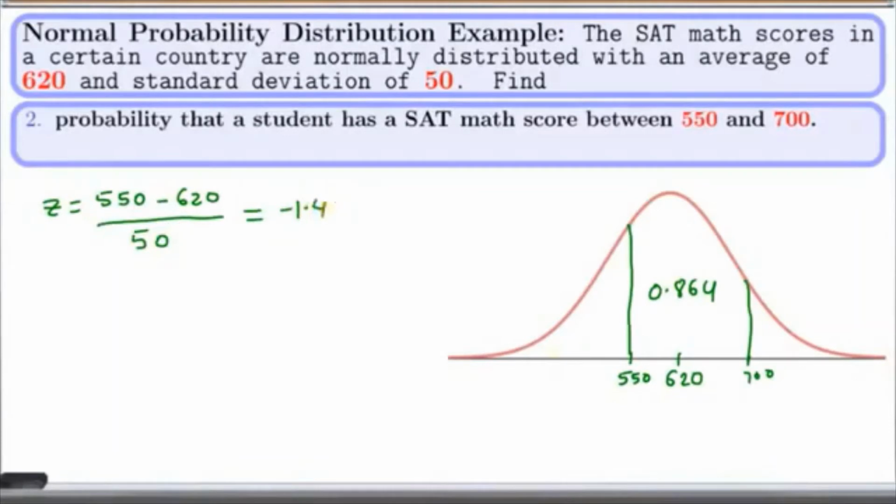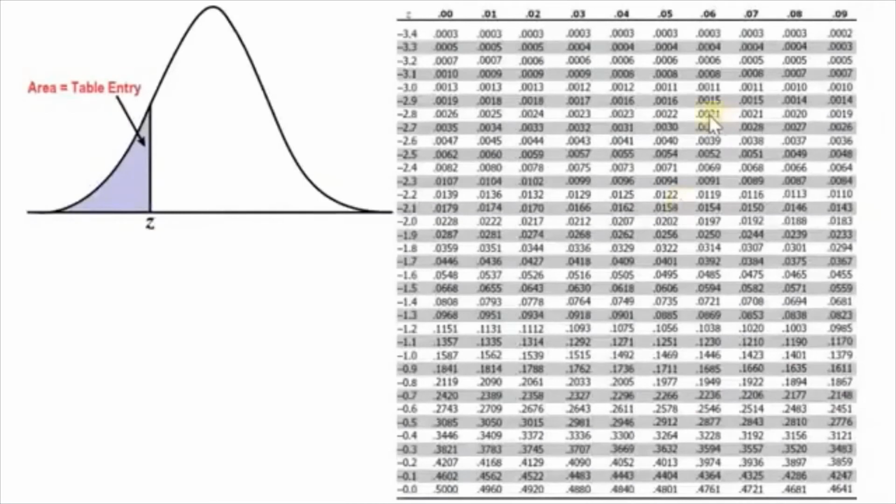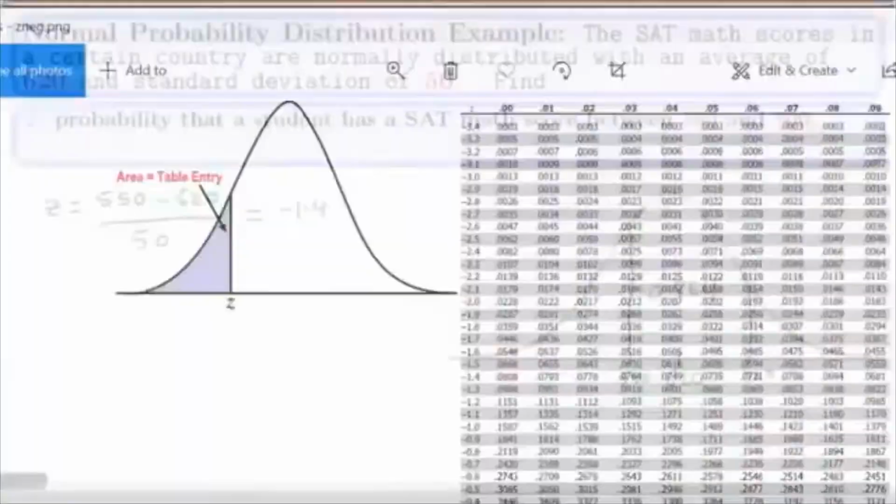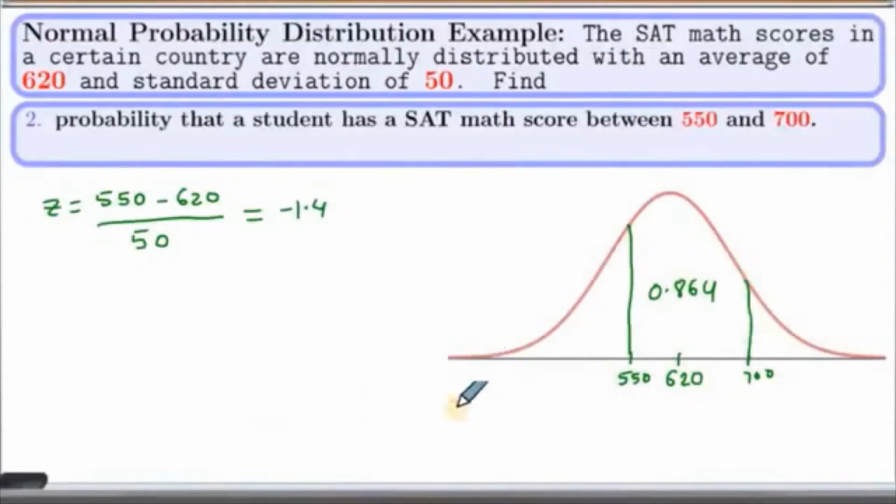Now, let me pull up the table first so that we can look up the area. Our z-score is negative 1.4, so we will look at the row of negative 1.4, which is this row, and the column of 0.00, which is this column. Therefore, the area is 0.0808. Basically, the area to the left of 550 is 0.0808.